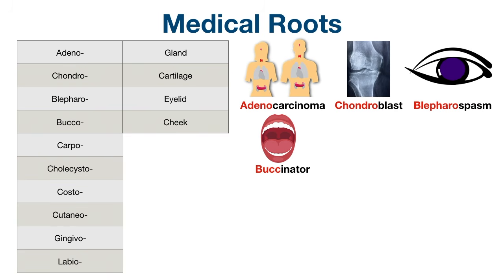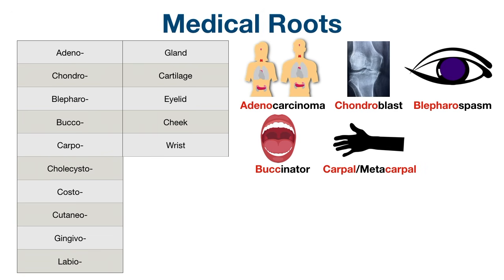Moving on to bucco, this means cheek. You might learn about the buccinator in anatomy, which is the major facial muscle underlying the cheek. The next root word is carpo, which means wrist. Another anatomy example would be the carpal and metacarpal bones. The carpal bones are the 8 bones of the wrist.